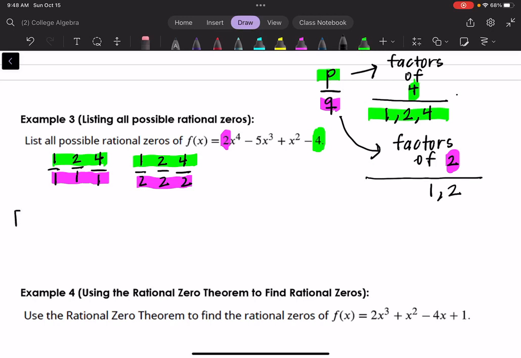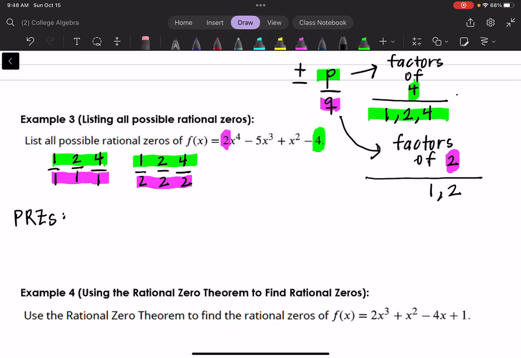And I don't want to write that a million times. And I don't think you do either. So we'll just call those PRZs. And let's add one more thing. So it can be plus or minus p over q. And that's why we ignored the sign when we were finding the factors of p and q.